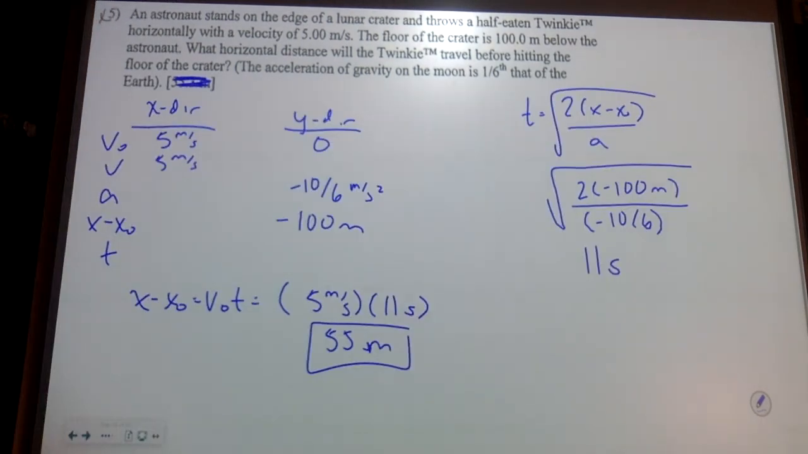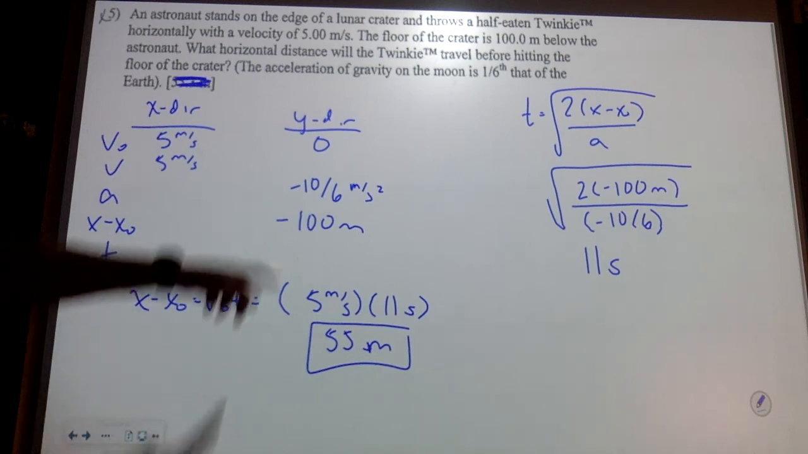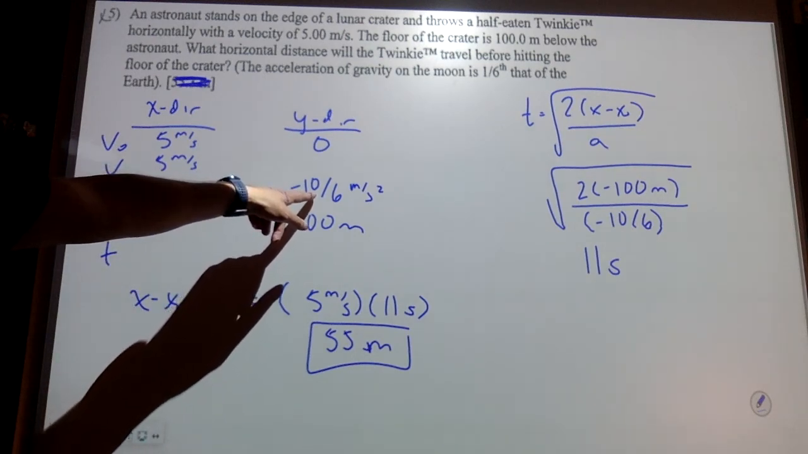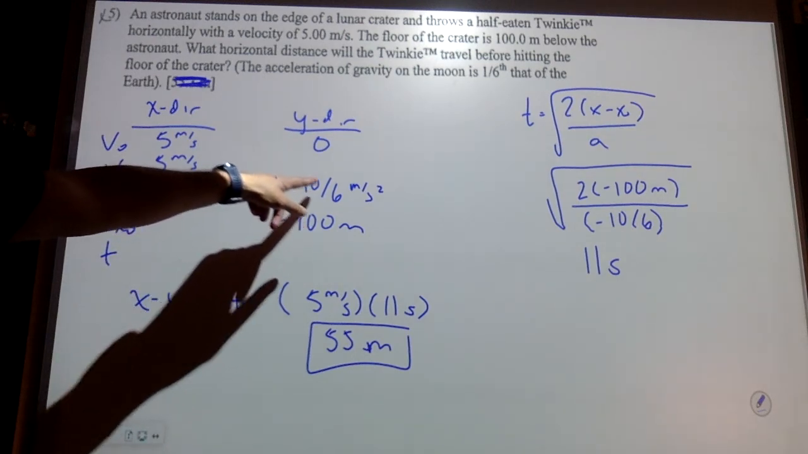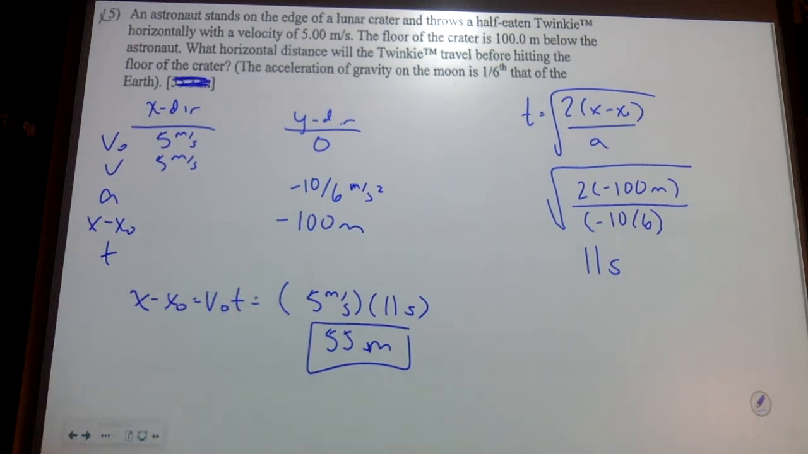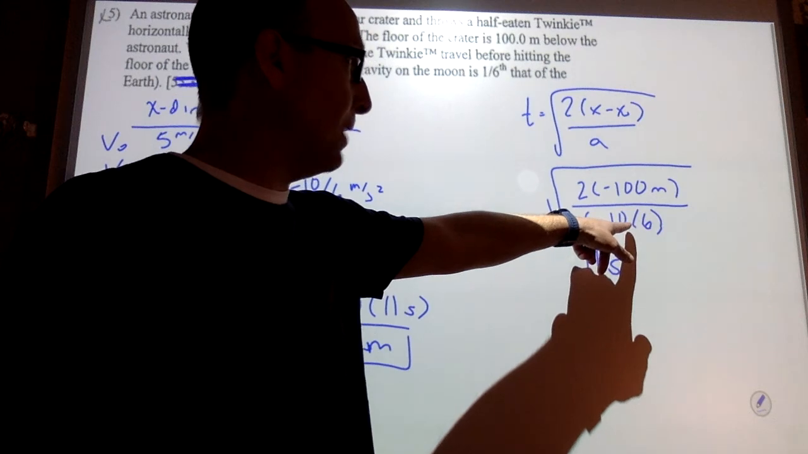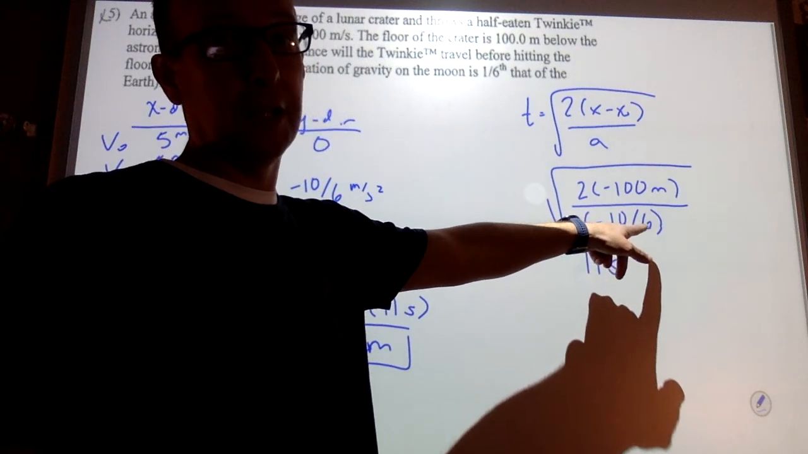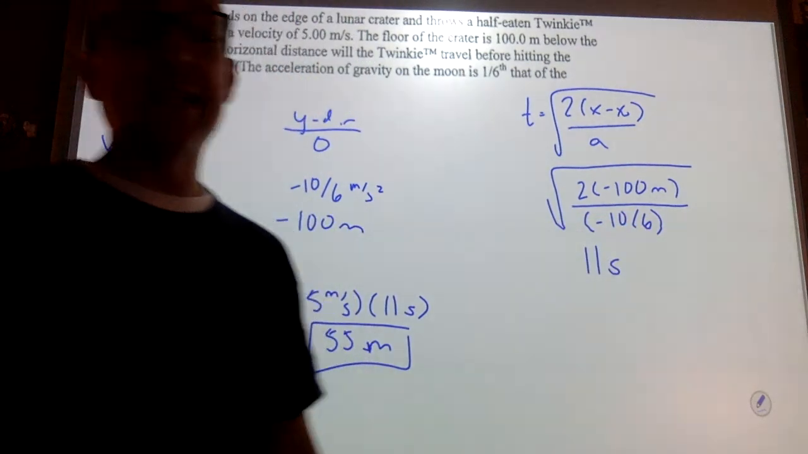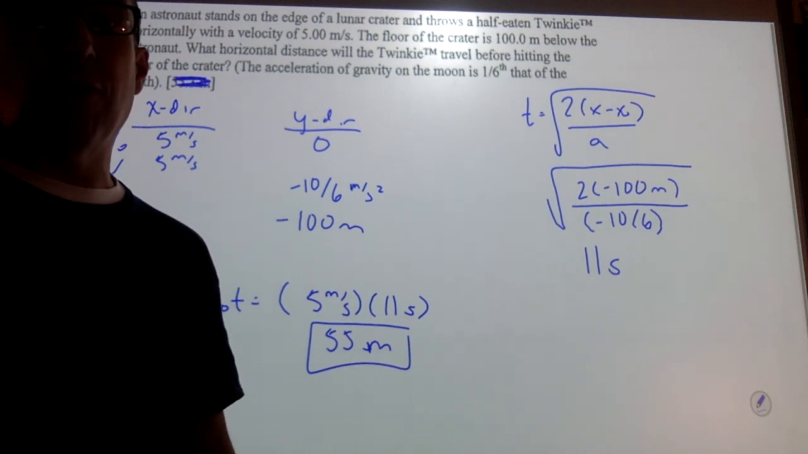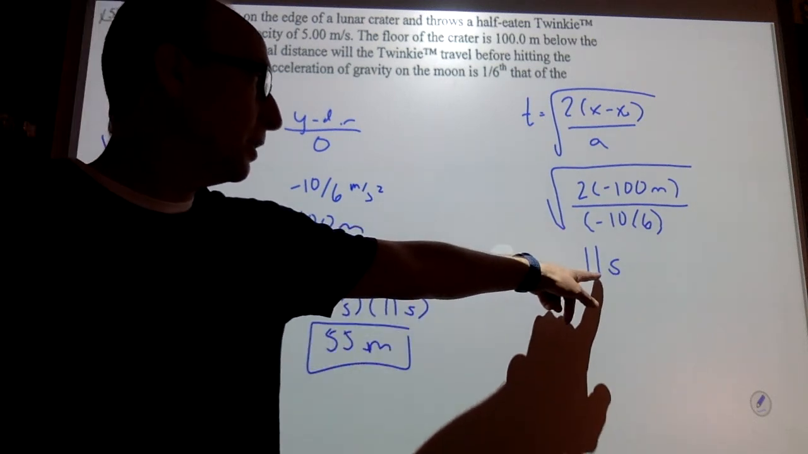All right, so this is very similar to the ones we did. The only difference is now we have an acceleration that's not negative 10. It's 1/6 of negative 10. So in the y direction, I have negative 10 divided by 6 for my acceleration. And so when I plug this in for my time, I have negative 10 over 6 at the bottom of my fraction as opposed to just negative 10. That means this Twinkie is going to be in the air for 11 seconds.